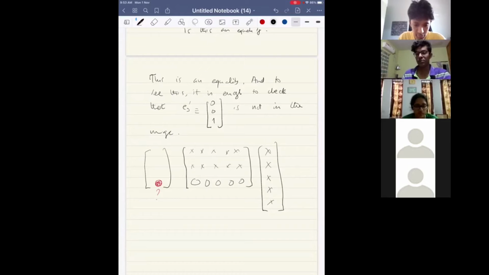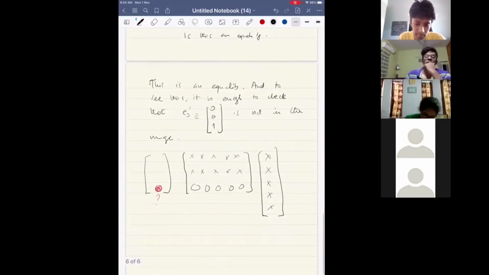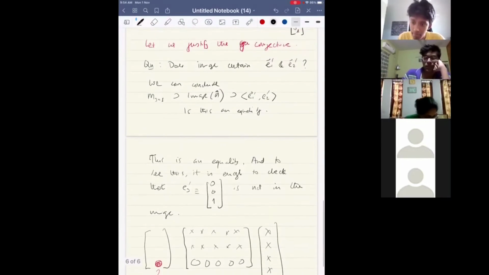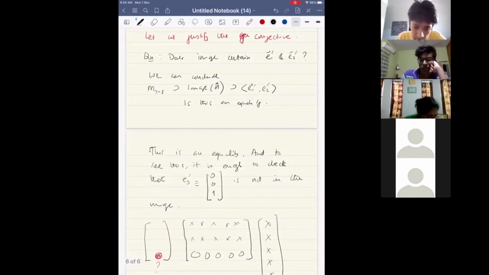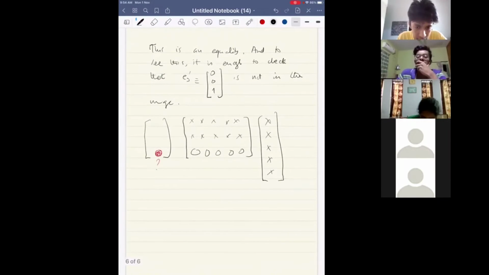Sir, could you just repeat the question once? So the question is, we know that the image of A hat contains the span of these two. We want to show that it is on the nose just that span. So now my point is, take any 3 by 5 matrix with the last row 0.